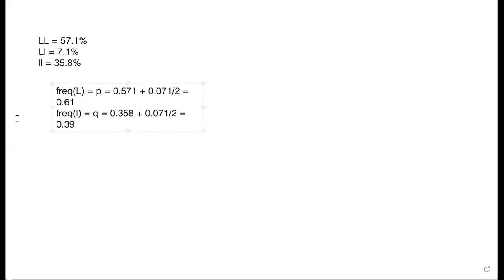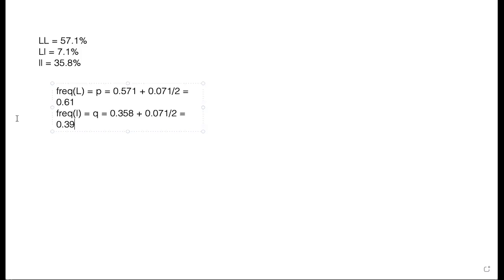If I wanted to do this the long way, I could say, let's pretend we have a population of 1,000 oats. 571 are big L big L, 71 are big L little l, and 358 are little l little l. Calculate the allele frequencies from that data. We could do that if we wanted to. We'd end up getting the same answer. Okay, so that's our allele frequencies.